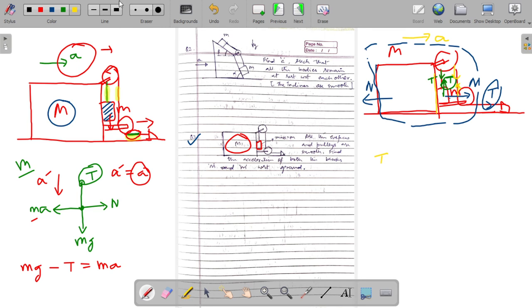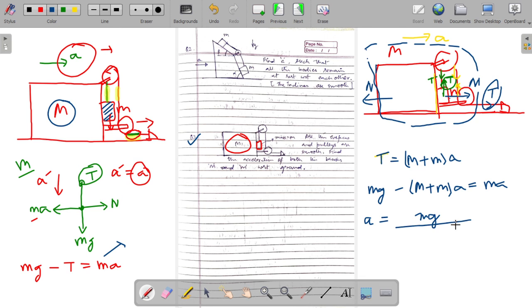So tension, capital T, which is provided by the string, should be equal to the mass of the whole system, that is capital M plus small m, into the acceleration. So after we substitute the value of tension in this equation, we'll get mg minus (capital M plus small m) into acceleration a is equal to ma, and we'll get the value of acceleration equal to mg divided by capital M plus 2m.